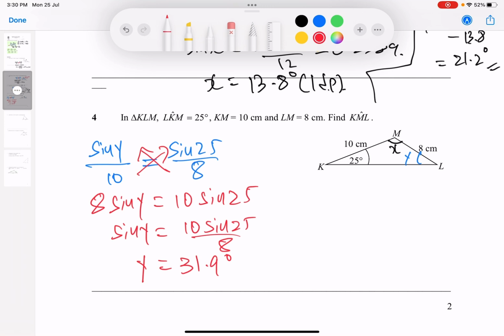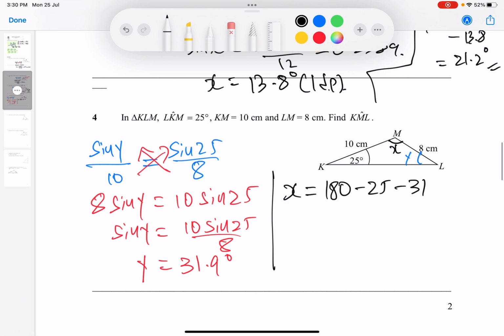If your y is 31.9 degrees, can you find out what's x? Same thing, right? My x now is just 180 minus 25 minus 31.9. Check your answer with mine. If your answer is correct, you may leave. The answer is 123.1. If your answer is correct, you may leave. If your answer is wrong, please seek help.